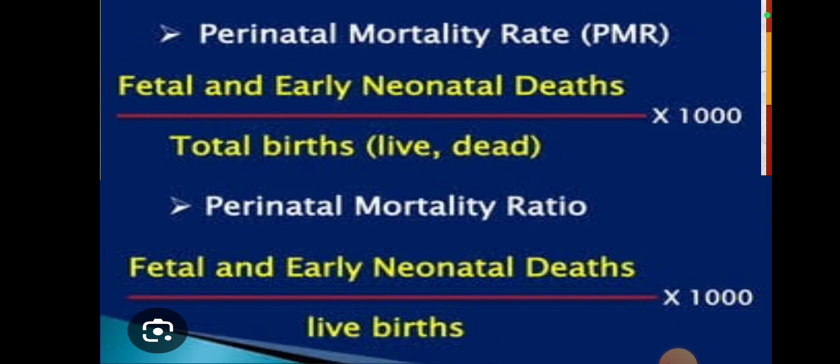Perinatal mortality rate, PMR. What is PMR? Fetal and early neonatal deaths per total birth, live plus death, into 1000. Perinatal mortality ratio: fetal and early neonatal deaths per live birth into 1000.